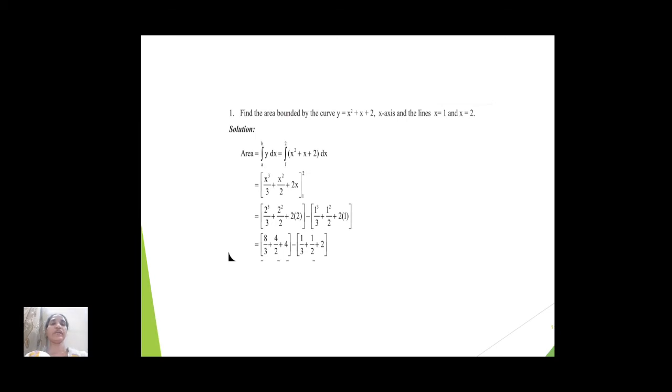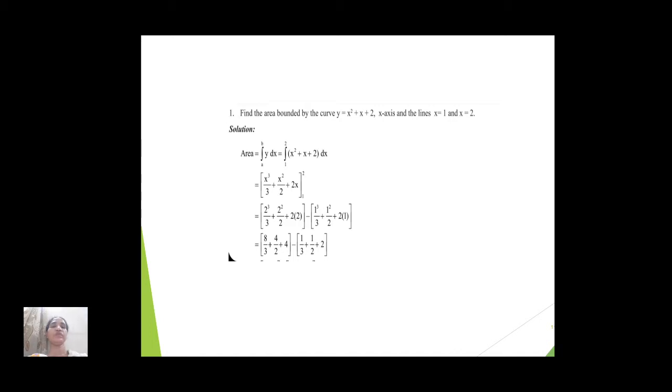Next, find the area bounded by the curve y equal to x square plus x plus 2, the x-axis and the lines x equal to 1 and x equal to 2. Area equals integral a to b y dx, that equals integral 1 to 2 x square plus x plus 2 dx, that equals integral x square means x cube by 3, integral x means x square by 2, integral 2 means 2x, and limits 1 to 2.